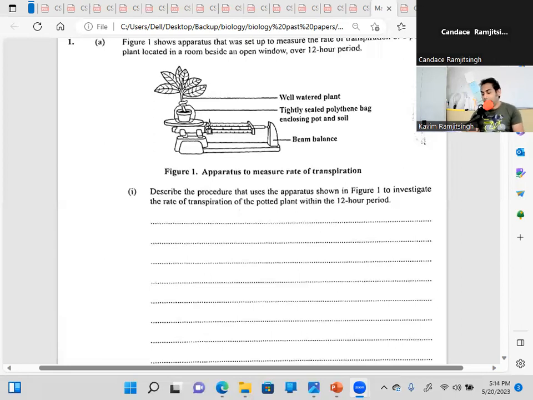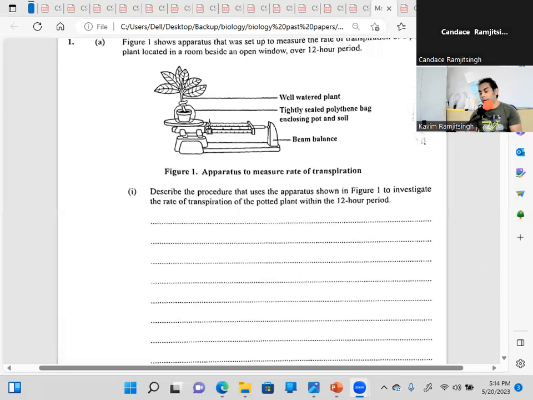using your beam balance. Then you would record that weight, then place the plant close to a window, and measure the weight every hour for 12 hours and record those weight readings. So that would have been your procedure.